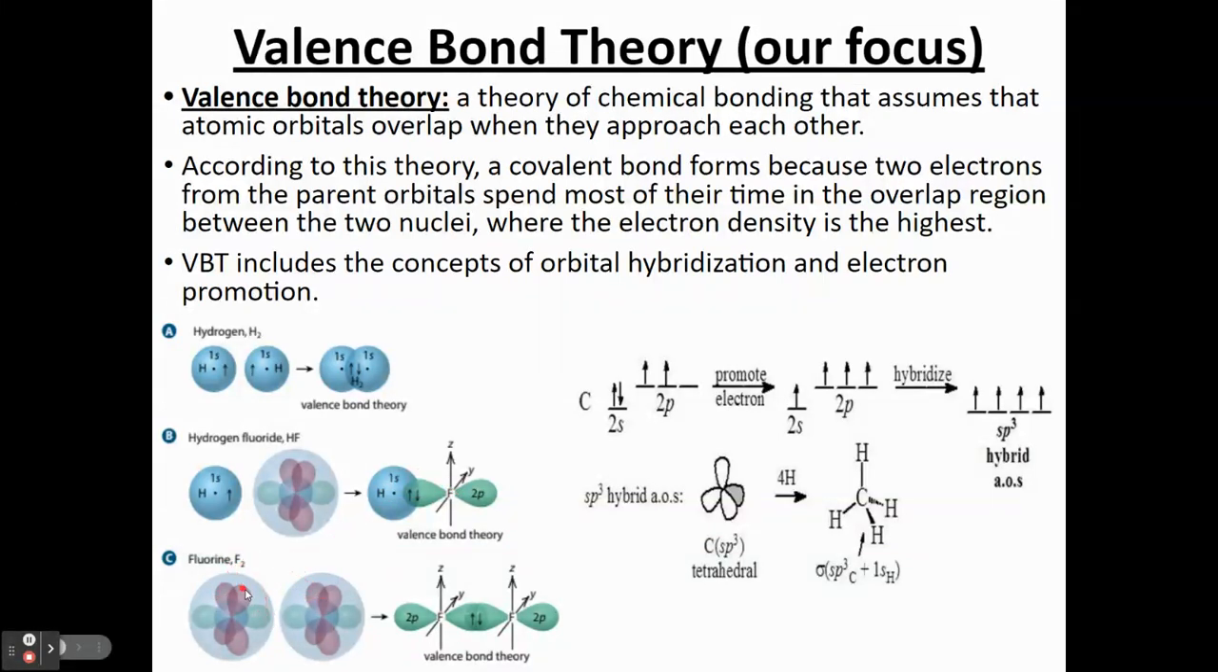Both fluorine atoms have their individual single electron in the 2p that's unpaired. And so they're going to have an overlap of those two 2p orbitals, and that leads to some bonding over here. So this really is valence bond theory, where we're describing bonding in terms of overlap of the orbital regions where you have these single electrons.